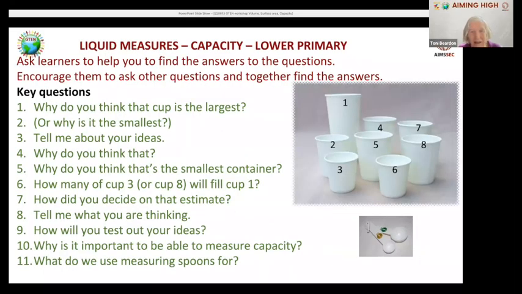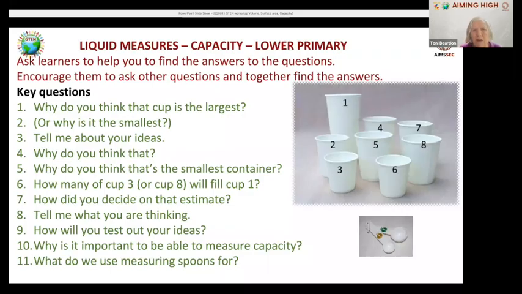So now here, what we call key questions. So one of our strategies, and we encourage you to use it, is to ask questions rather than to tell the learners facts. And so as they're doing this type of activity, you can ask questions.